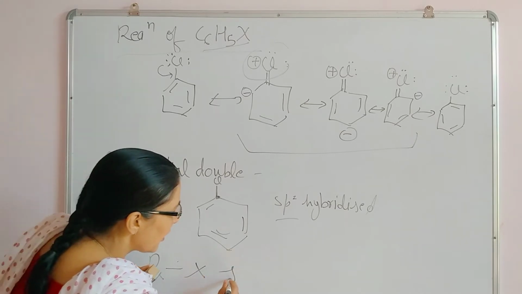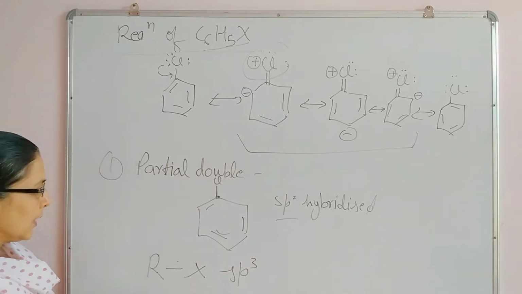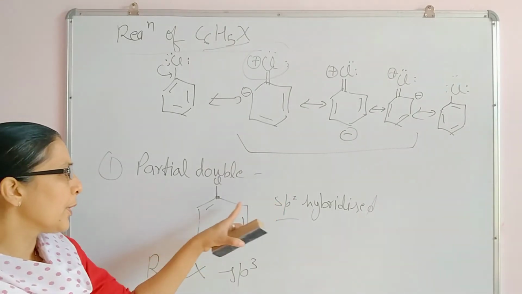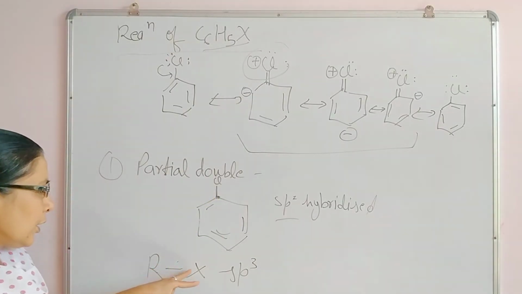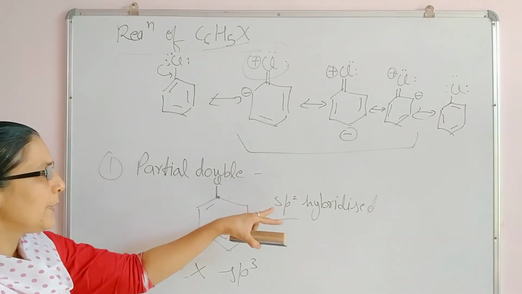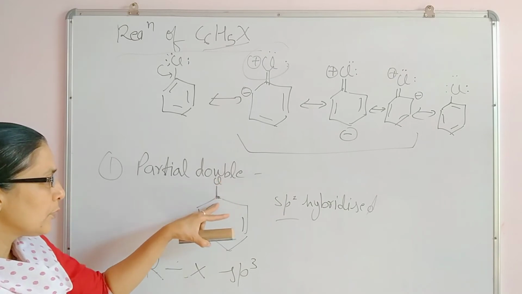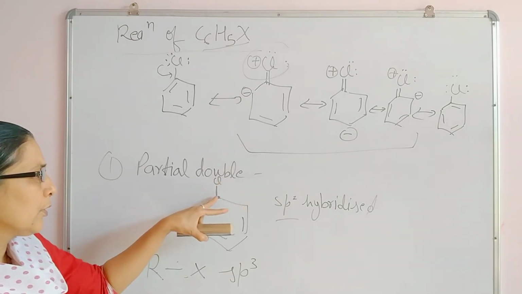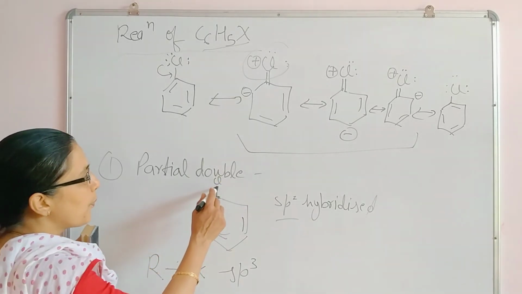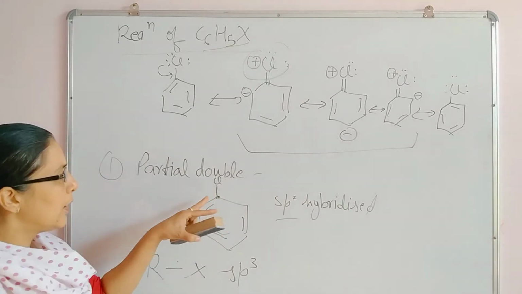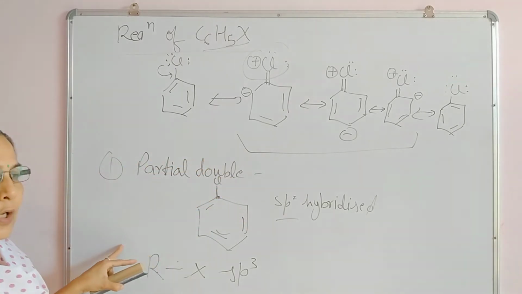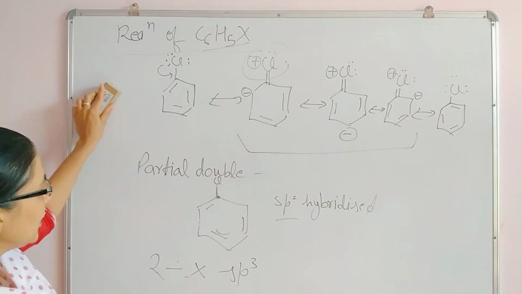Halogen is attached with an sp3 hybridized carbon atom. Then definitely the sp3 carbon atom is less electronegative as compared to this carbon atom, so the polarity of this bond will be lesser, as this is more electronegative. Polarity is measured by dipole moment. So this bond will be less polar in nature. Definitely nucleophilic substitution will not occur in an easy manner. So this is the second reason.